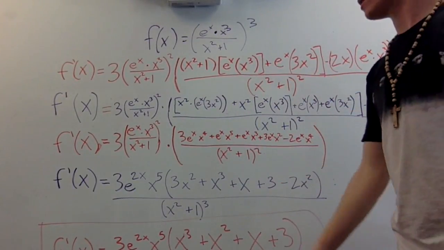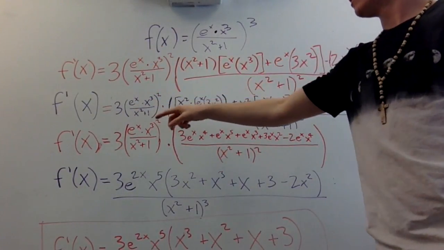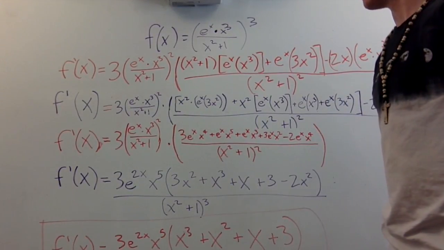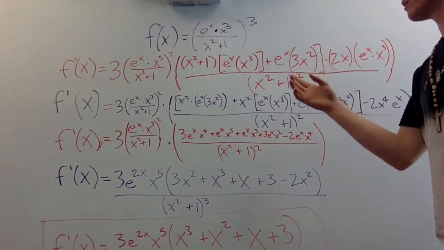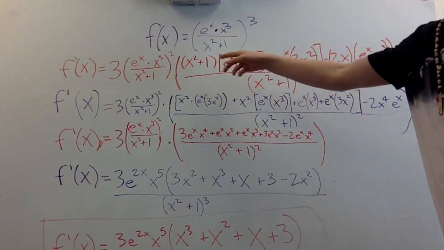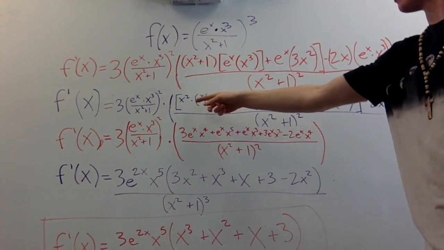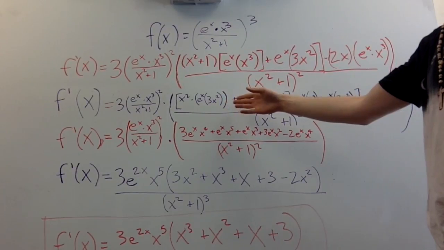Here in the next step, we're bringing the same first section down, so it's 3 times e to the x times x cubed all over x squared plus 1 squared. And then here, we're just multiplying these two out, so x squared times e to the x times 3x squared.